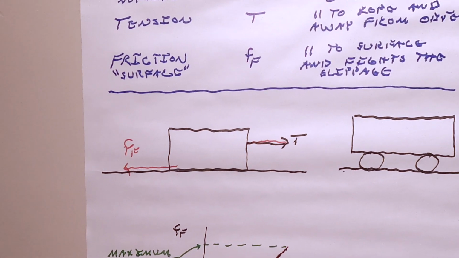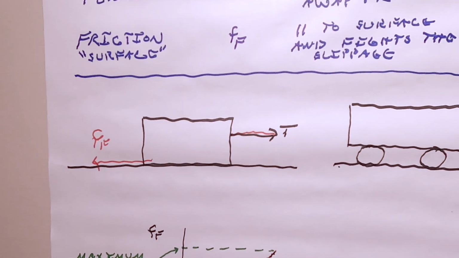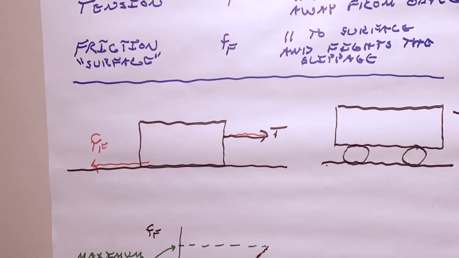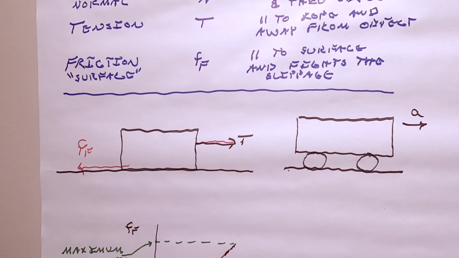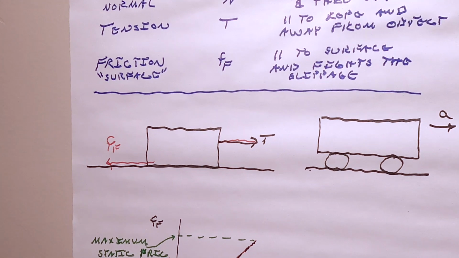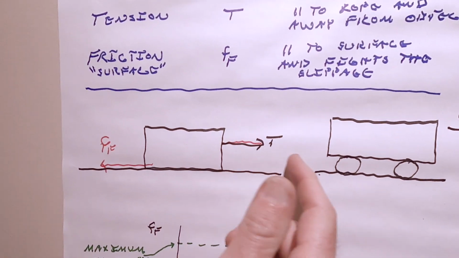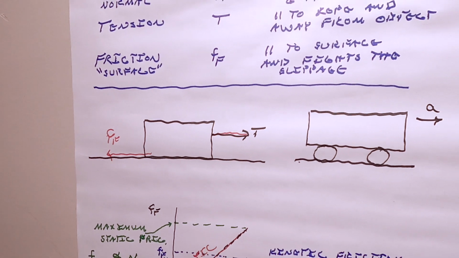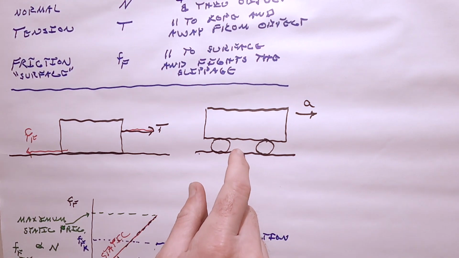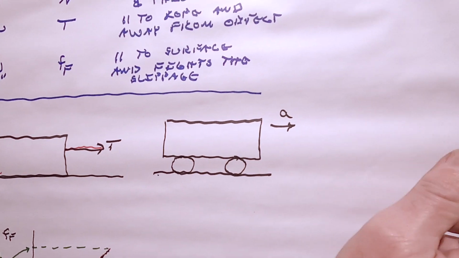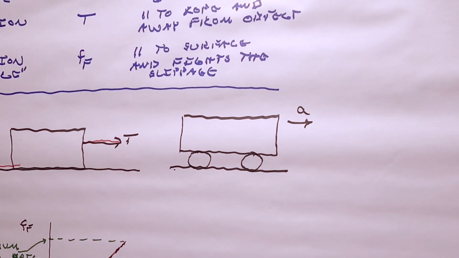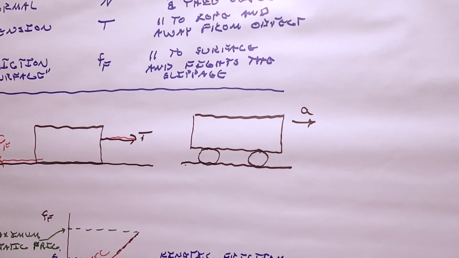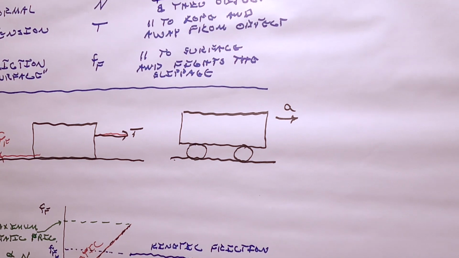If we look at this block right here, and this block is being pulled that way, then the frictional force is in this direction. And you could say, well, it just fights the motion. If the block is moving this way, the friction is in that direction. But you really can't use that one because over here I have a car and it accelerates off to the right. And we say, what force propels the car to the right? The force that propels that car to the right is the frictional force.